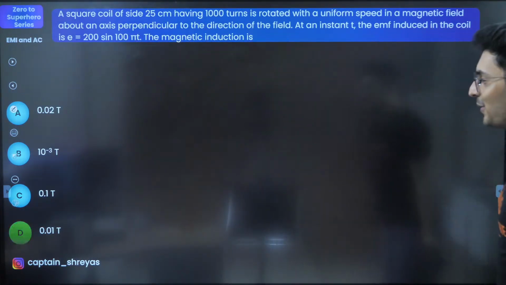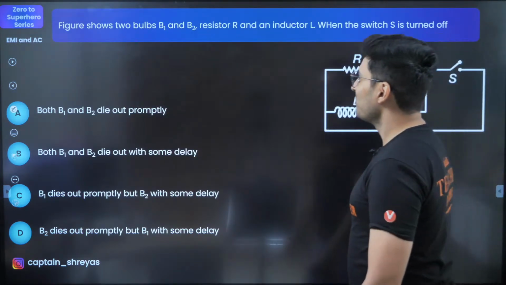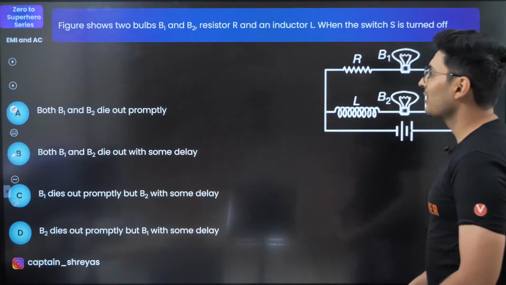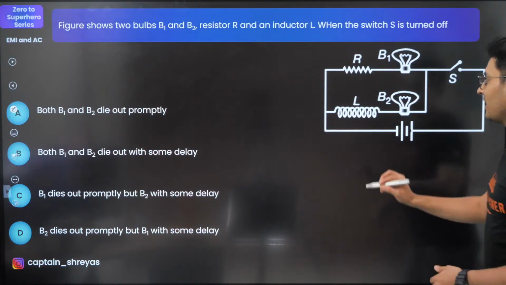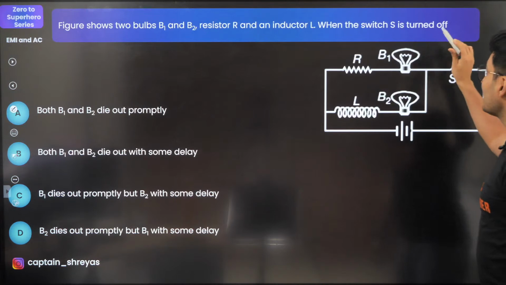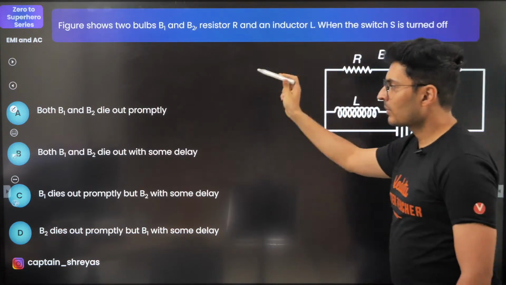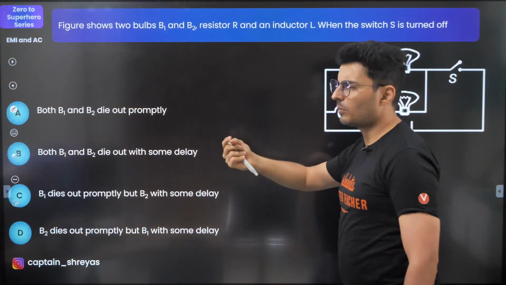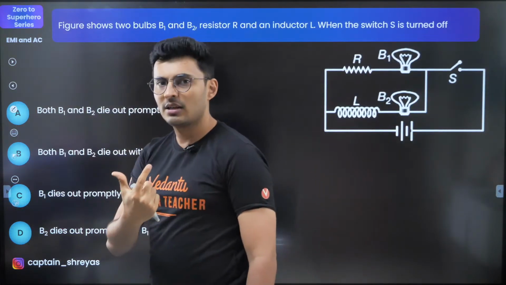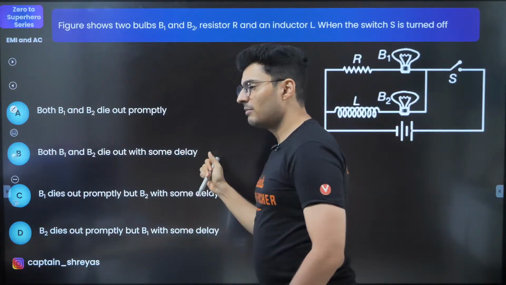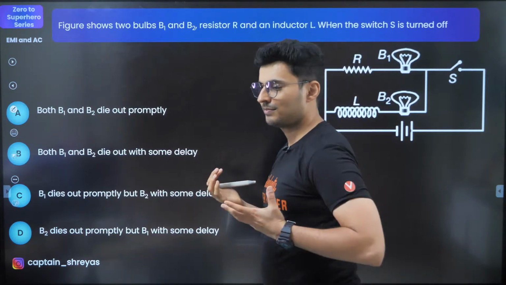Okay, so moving on to the next one. B1 and B2 are the two bulbs. Resistor R and inductor L are also there. When the switch is turned off, which one will die promptly? Promptly means fast, and some delay means slowly.